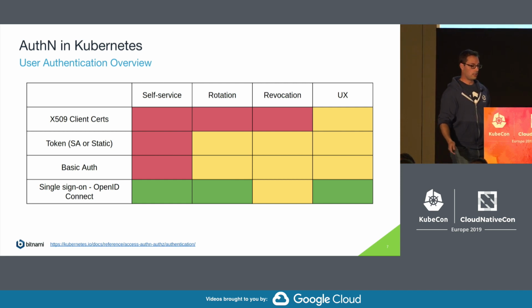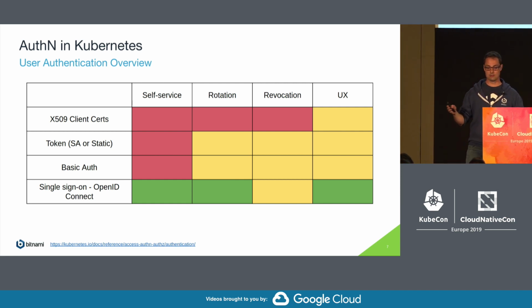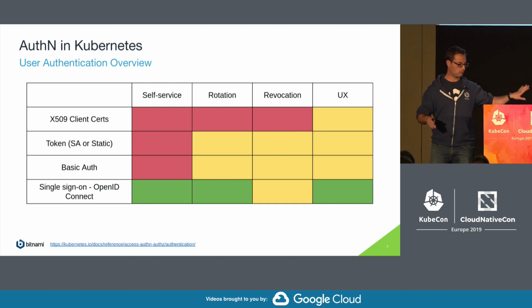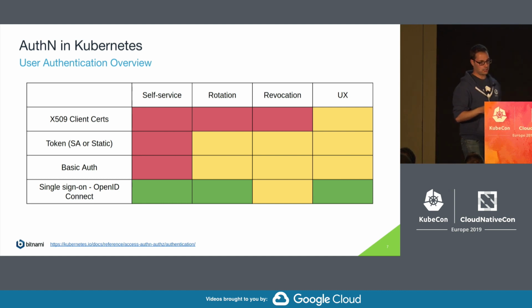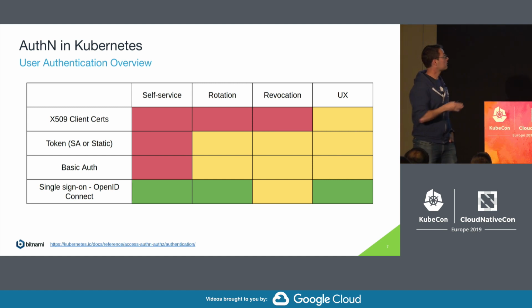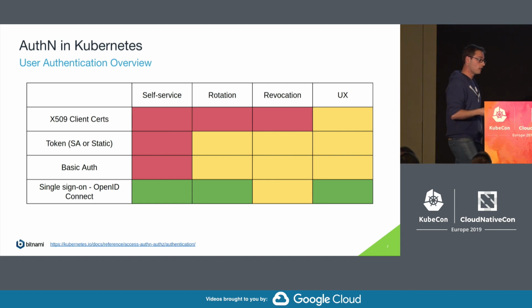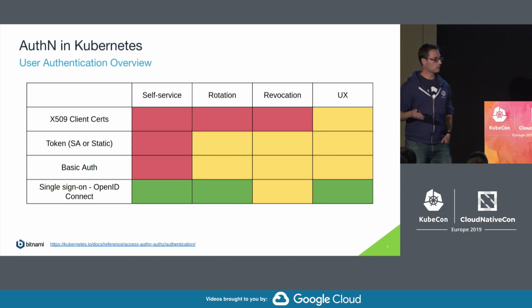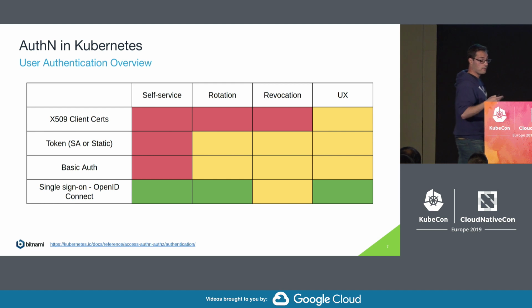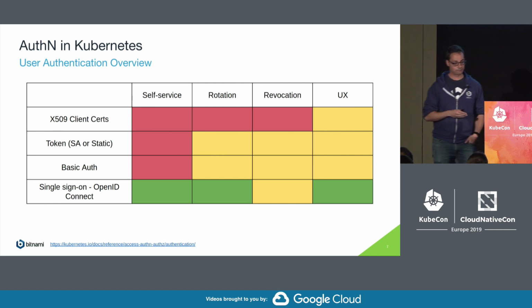So we took a look at the state of the authentication in Kubernetes. I left out some other solutions, but we basically took the main ones and created 4 categories. The first one is how easy it is to self-service those kind of credentials. Can you do it by yourself? Do you need the intervention of a cluster operator? Then is there any built-in rotation for those tokens, for those credentials? And what about revoking those credentials? How easy is it? And then the user experience once you have set up those credentials.